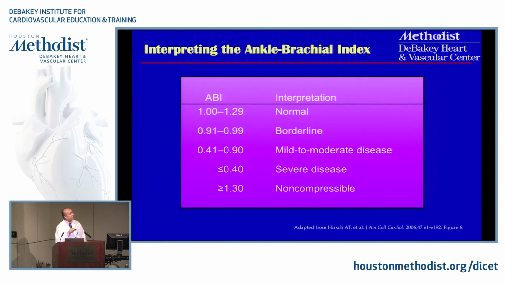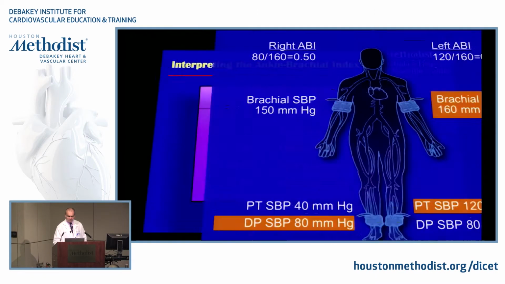And again, so really normal should be between 1 and 1.3. Between 0.9 and 1 is kind of your gray zone. You consider that borderline. And then between 0.4 and 0.9 will be considered mild to moderate disease. And then less than 0.4 for an ABI would be indicative of severe disease. And then obviously greater than 1.3 would also not be considered normal, and it could be indicative of non-compressible vessels.